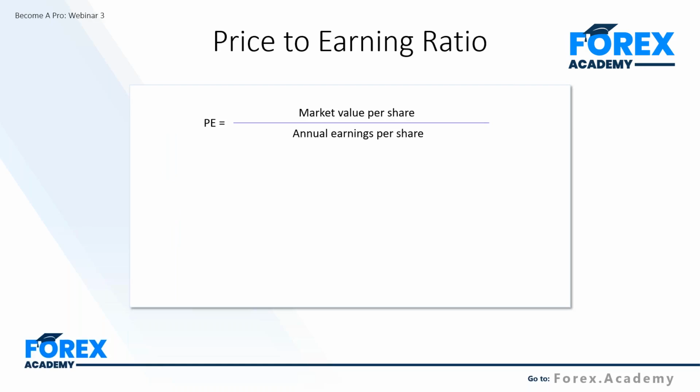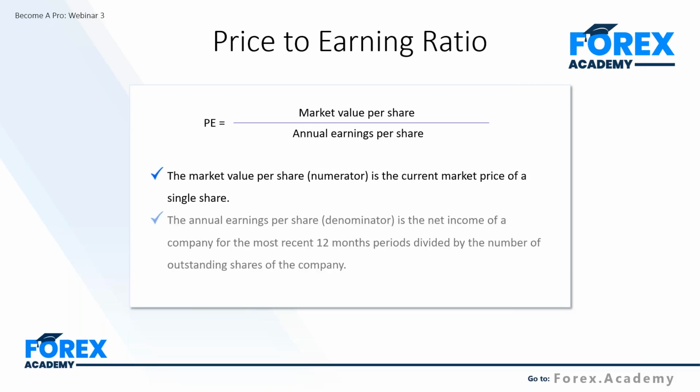What we define as the PE ratio, of course, is market value per share divided by annual earnings per share. Okay, so in this case, we'll discuss the numerator at the top. The market value per share is the current market price of a single share. The annual earnings per share, the denominator, is the net income of a company for the most recent 12-month period divided by the number of outstanding shares of the company. So that's how we find the PE ratio: the market value per share divided by the annual earnings per share will give us our ratio.